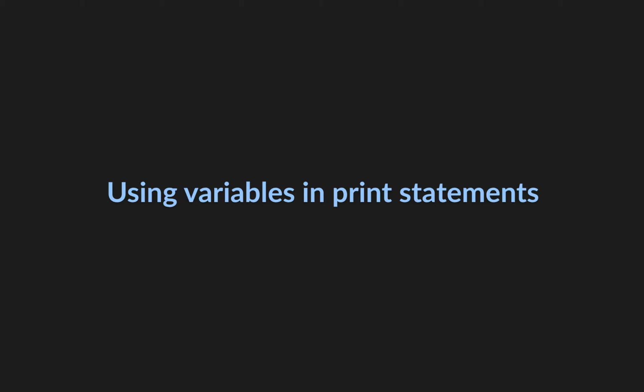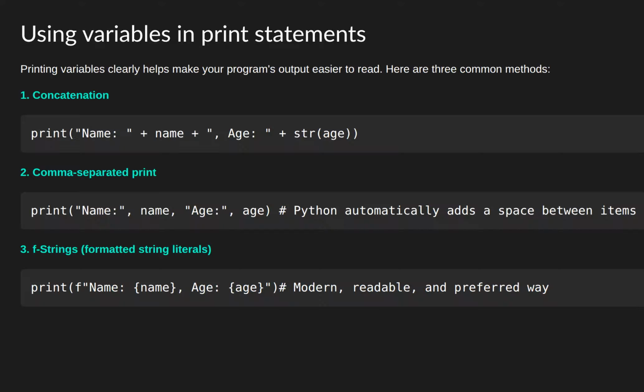Using variables in print statements. Printing variables in a clear manner helps make your program's output easier to read. Here are three common methods. First, concatenation. This example joins text and variables together using the plus sign and converts numbers to strings to display them. Next, comma-separated print. Here, items are separated by commas, and Python automatically adds spaces between them, making the output more readable without needing to convert data types.